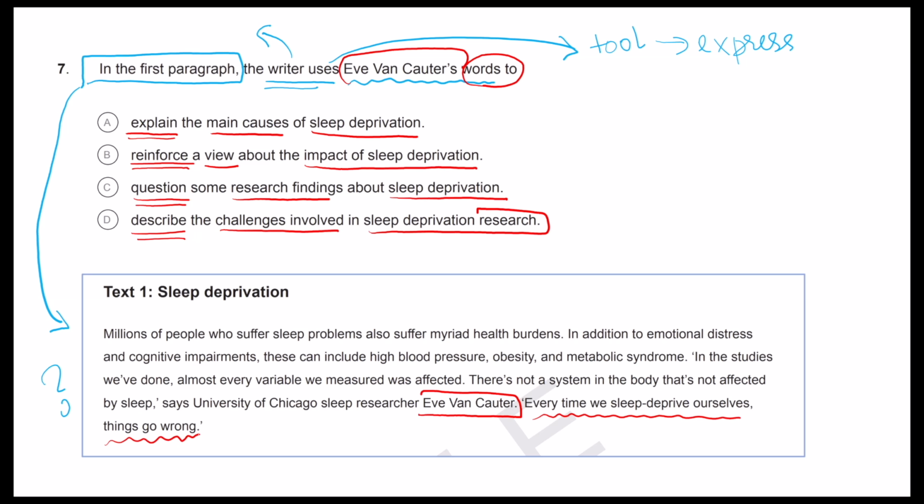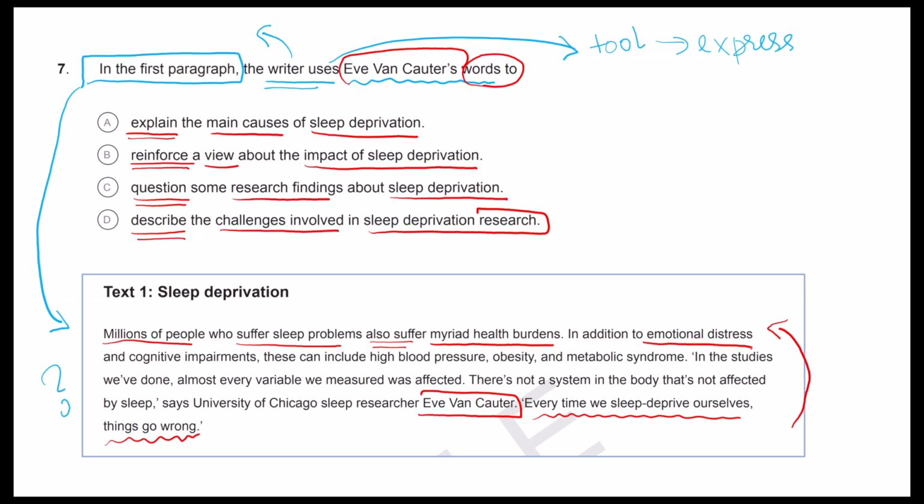But because this is towards the end, to find out what these words are exactly used for, we need to start from the top of the paragraph. So we start reading from the top, and as we read, we underline the key terms. So let's start underlining. Millions of people suffer sleep problems, also suffer myriad health burdens. Myriad means many. So what are these sleep problems or health burdens?